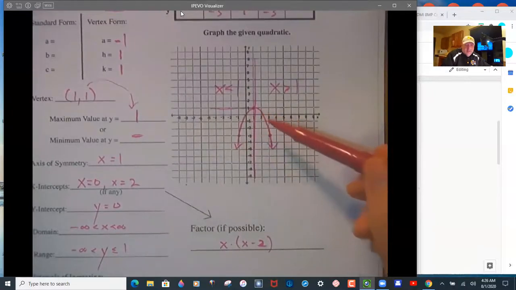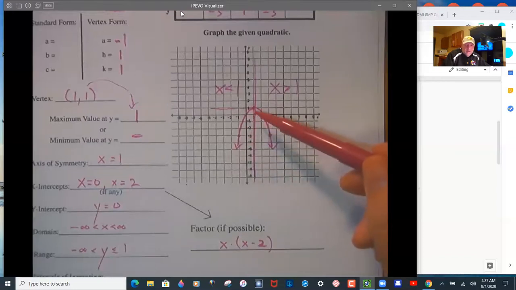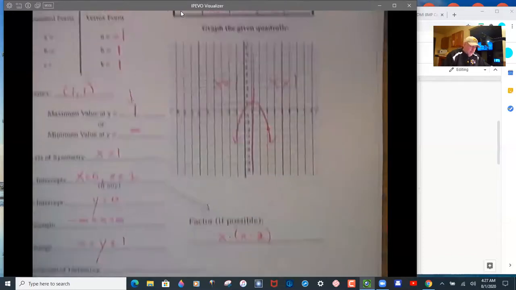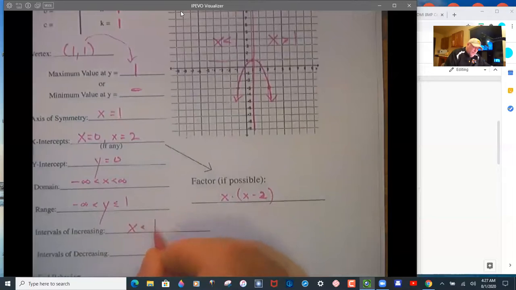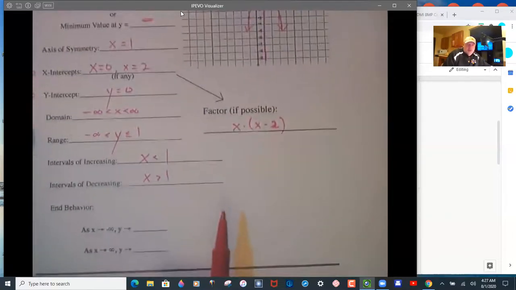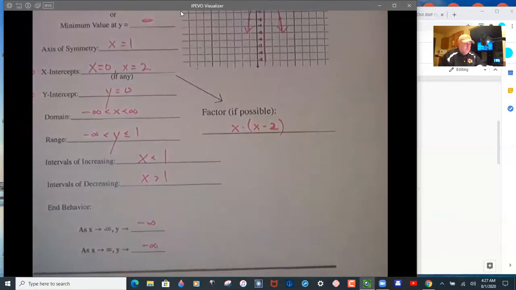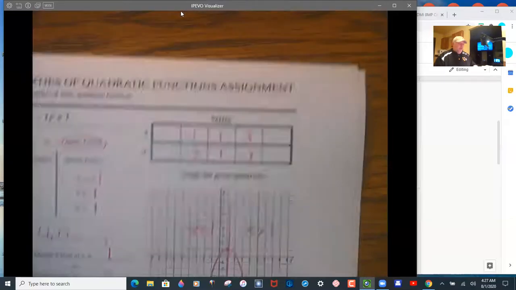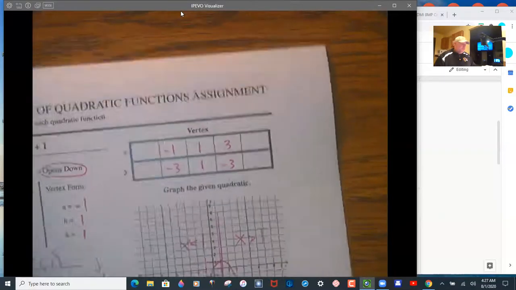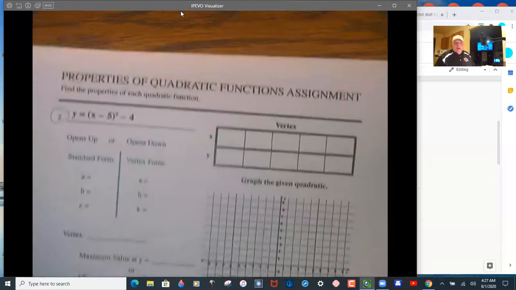So as I trace left to right, don't worry about these arrows when you trace left to right. You just trace left to right. So I'm rising less than 1 and falling greater than 1. The arrows help you do the end behavior. So the end behavior is negative infinity on both. That is problem 1. And then I'm going to do 2 and 5, and then let you thrive and do the rest.